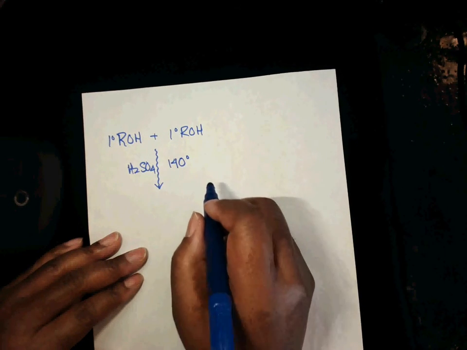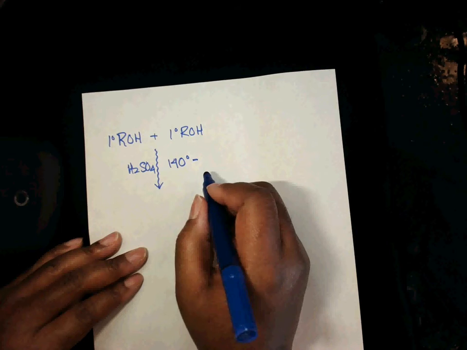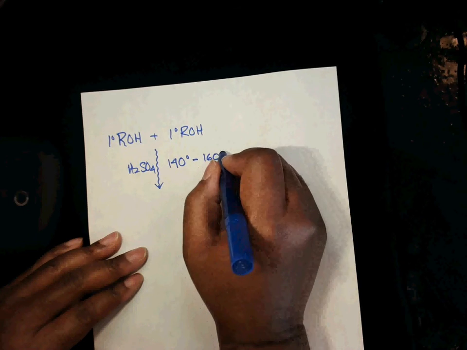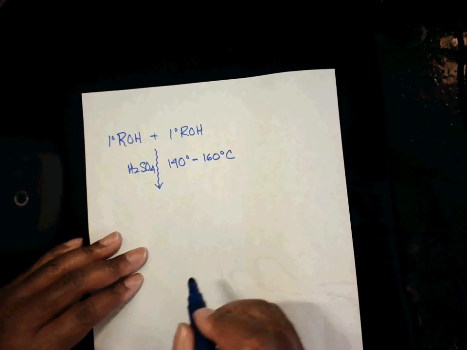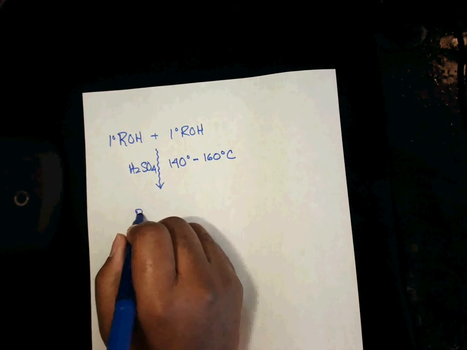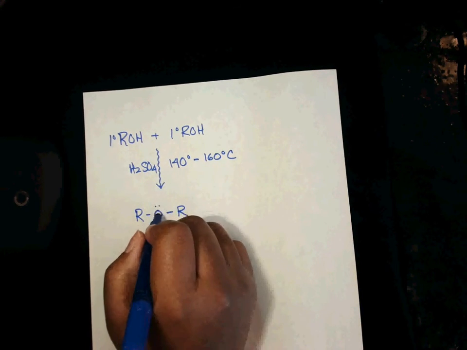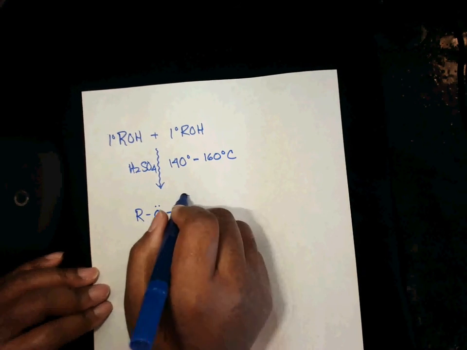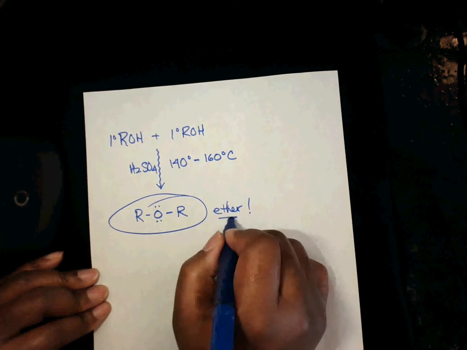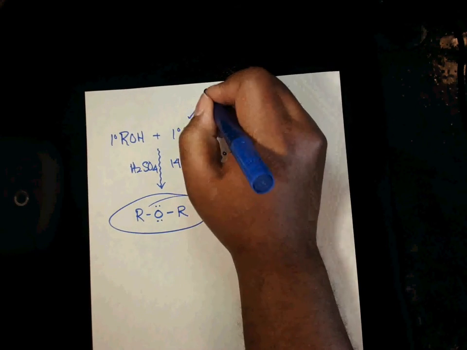Now, when we had the dehydration, we were running the reaction at approximately 200 degrees C. If we lower the temperature to, let's say, somewhere between 140 and 160, we will get an ether. Now, the alcohols themselves have to be primary.